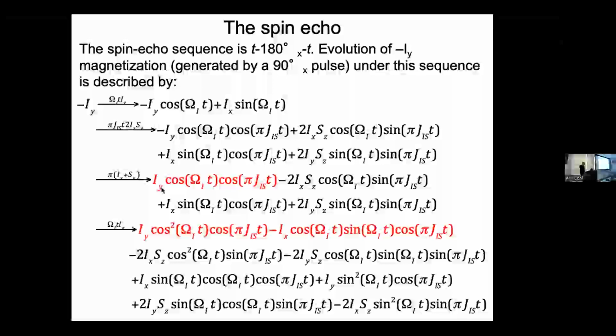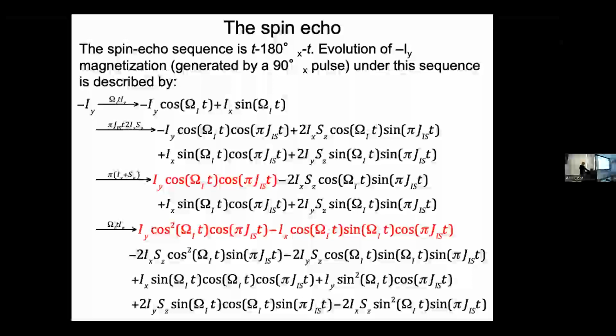So this Iy term picks up another factor of cosine omega I t. So I have a cosine squared, and Iy rotates towards minus Ix, so I have a sine omega I t. Here's the original two terms, and now here's the new term. The original numerical factors just come along for the ride, with a cosine modulation and a sine modulation from the new evolution.